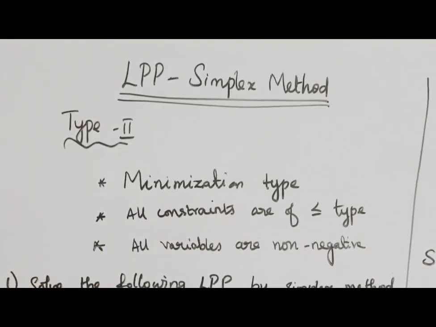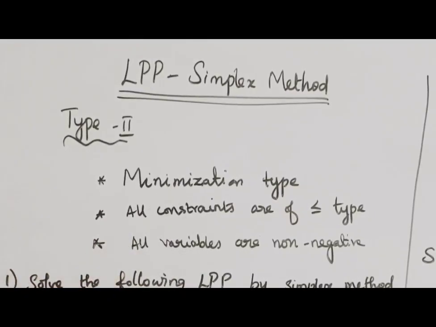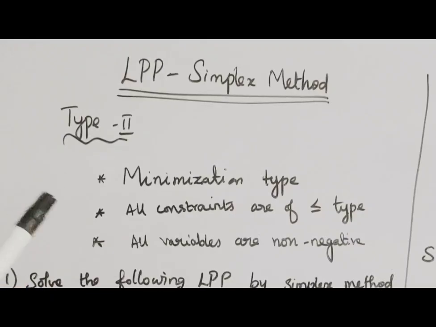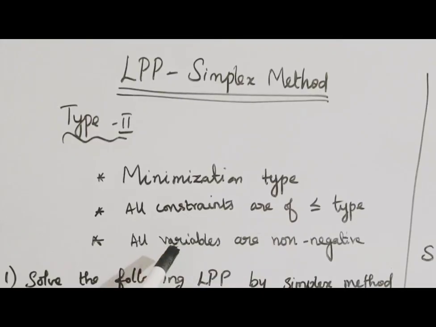Here the second one is: all constraints are of less than or equal to type. This is the same as type 1, right? If all constraints are of less than or equal to type, we have to introduce slack variables. And the third one is: all variables are non-negative. This is also the same as that of type 1, right?